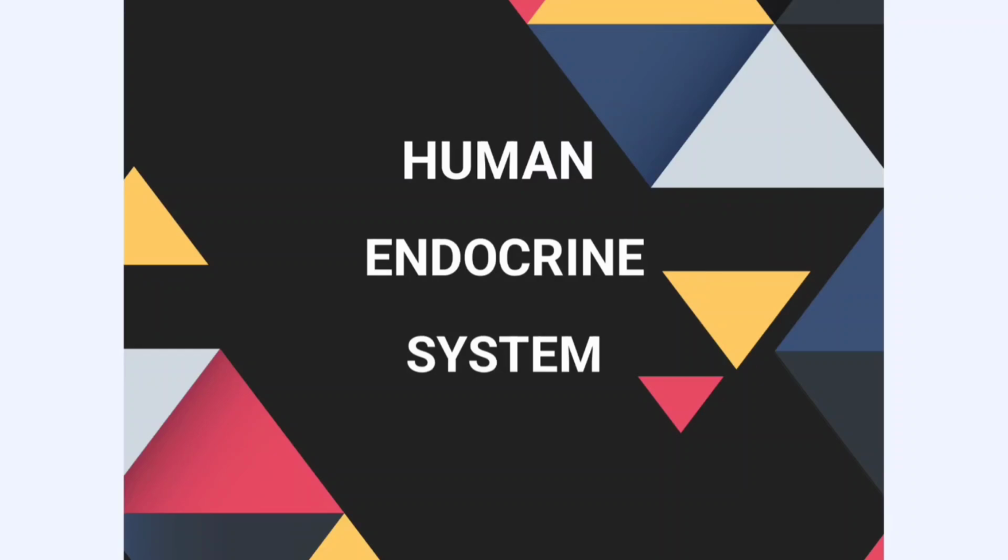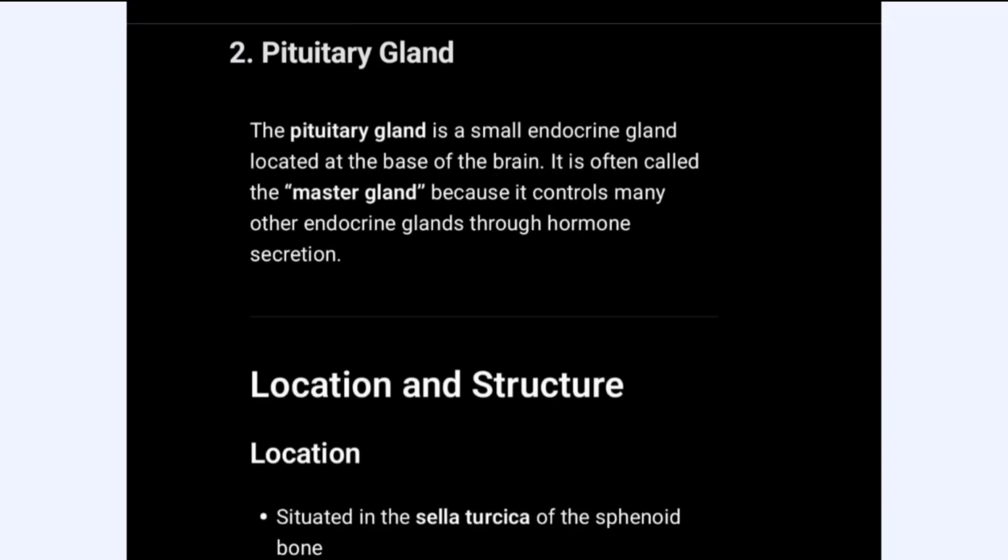In the last video, we have seen the hypothalamus. So today we will start with the pituitary gland. The pituitary gland is a small endocrine gland located at the base of the brain. It is also called the master gland. Why is it called a master gland? Because it controls many other endocrine glands through hormone secretion.